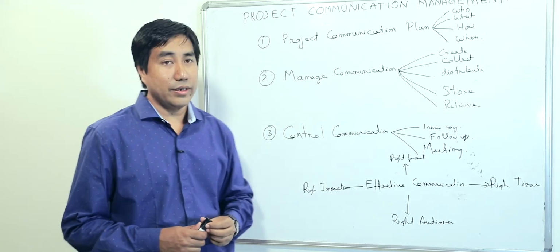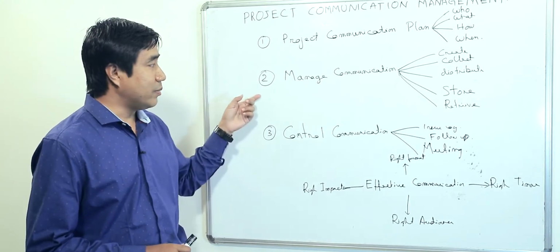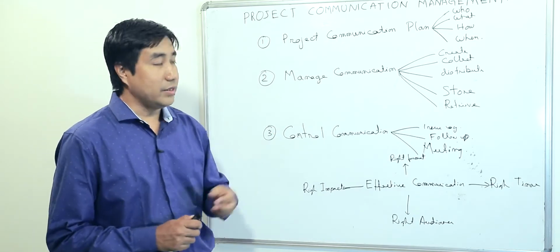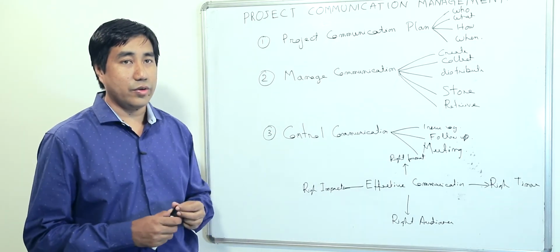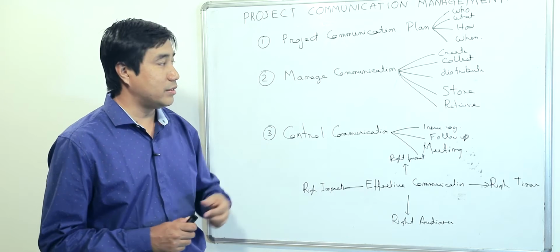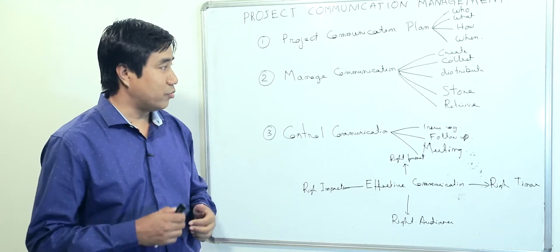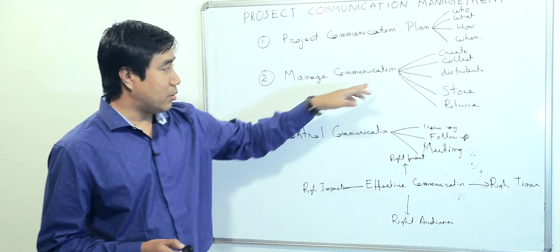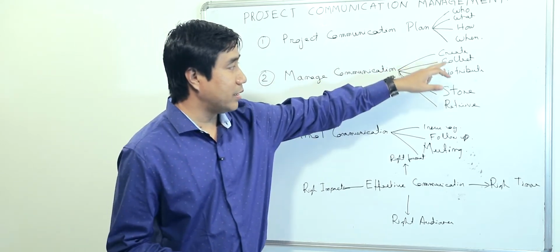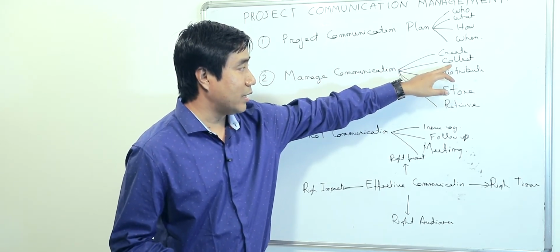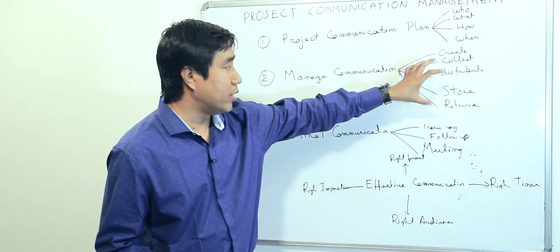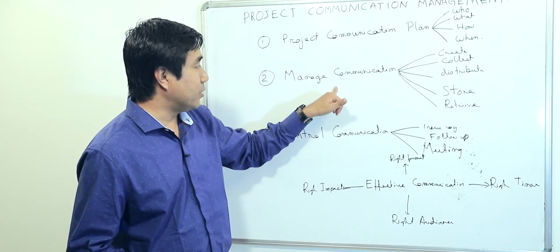After the project communication plan is framed, the next level is managing the communication. In this phase we are going to manage the communication in a very effective way throughout the project. There are some components which I listed in this phase: collect, distribute, store and retrieve.